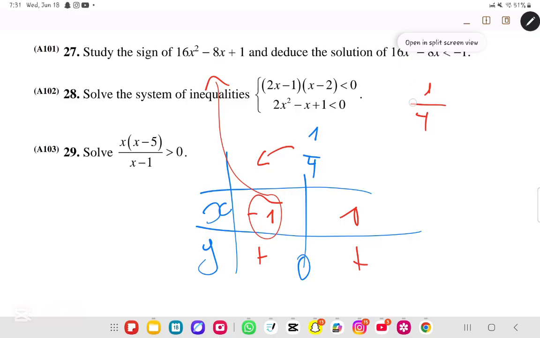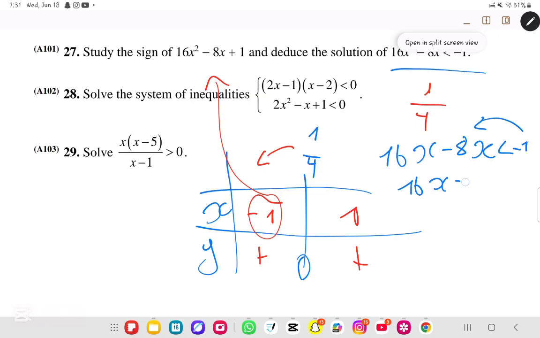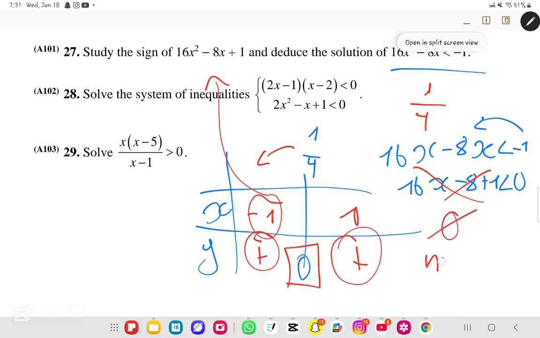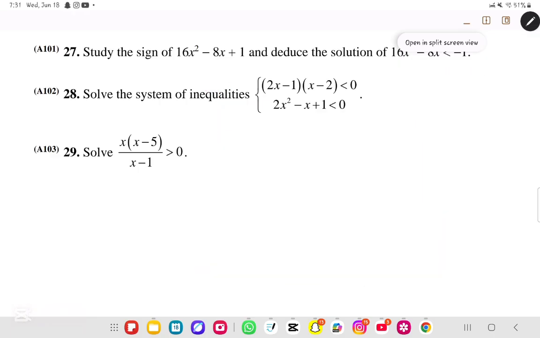So, very simply, let us see what they want. They want us to deduce the solution. What is the solution? 16x squared minus 8x is less than -1. Move it to the other side. 16x squared minus 8x plus 1 is less than 0. So they said, when is it negative? It's never negative, because you see this is positive, this is 0, this is positive, then for sure this is wrong. So it's phi, or no solution, because there is no number that will give you a negative result.